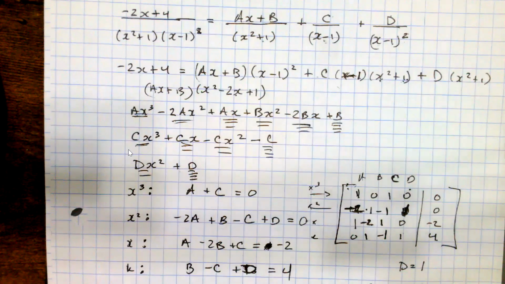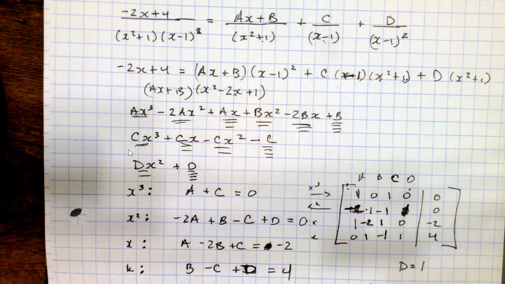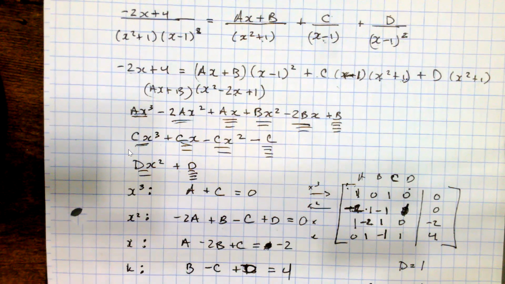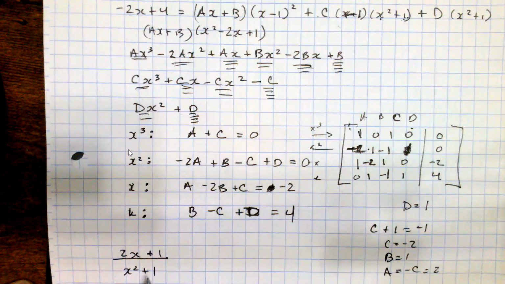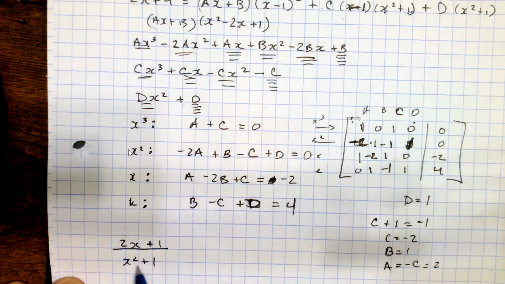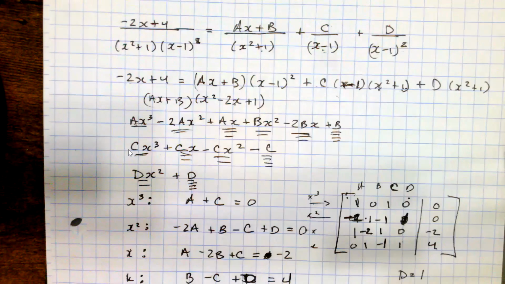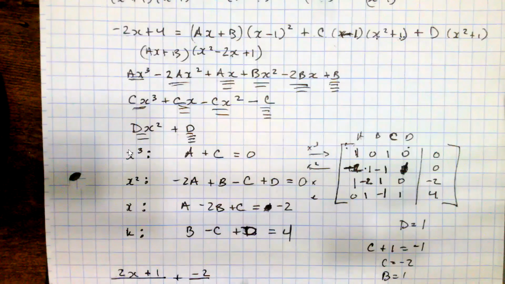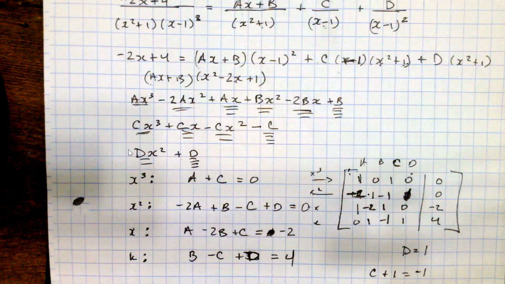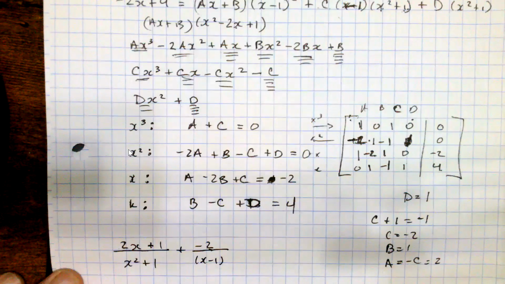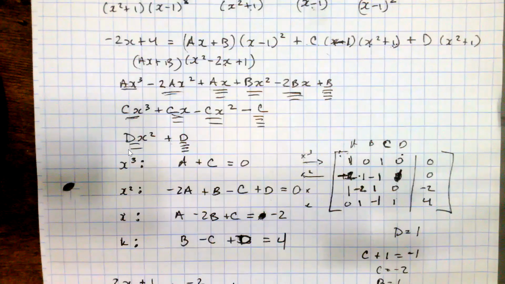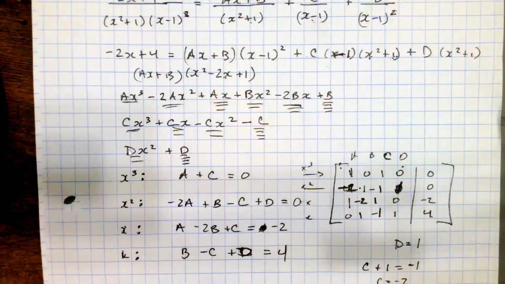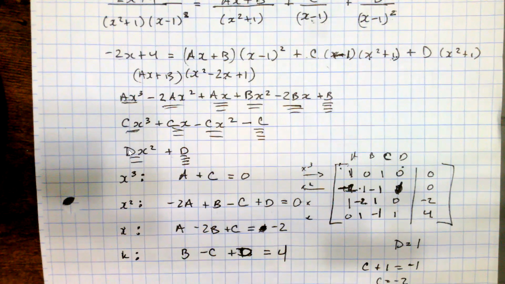So I want to integrate A is 2x plus B was 1 over x squared plus 1. Sorry, I can't see that. So this is A and B over x squared plus 1. Okay, and then plus C was equal to -2. So it's going to be -2 over x minus 1. Okay, and then plus, and D was equal to +1. And that's going to be over that term there. So it's going to be 1 over x minus 1 quantity squared.